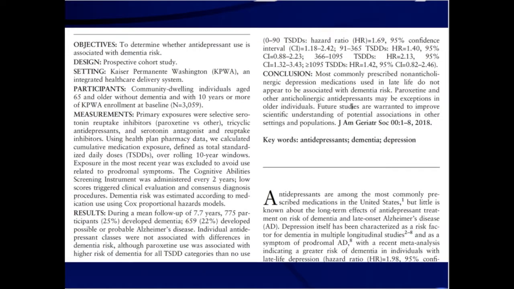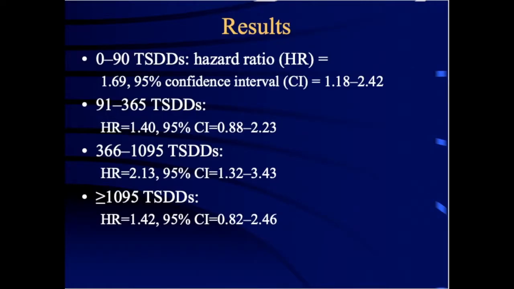So what we do is we look at the abstract, and I'm going to read from the abstract, and it says individual antidepressant classes were not associated with difference in dementia risk, although paroxetine use was associated with a higher risk of dementia for all of the total standard daily dose categories compared to no use. And then it lists some of the total daily dose categories and their 95% confidence intervals and hazard ratios. Well, let's just look at that a little bit closer.